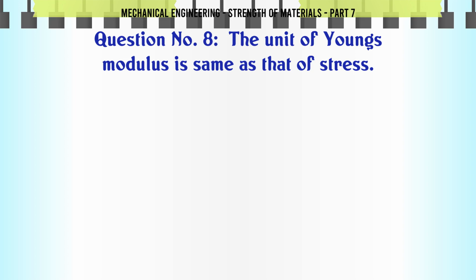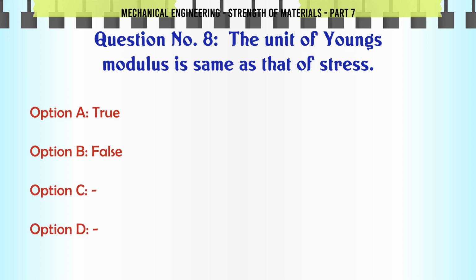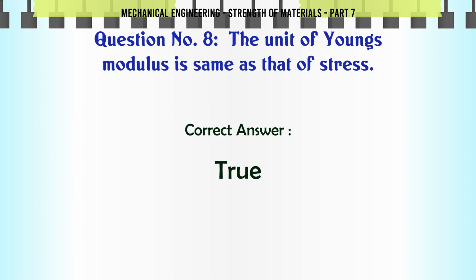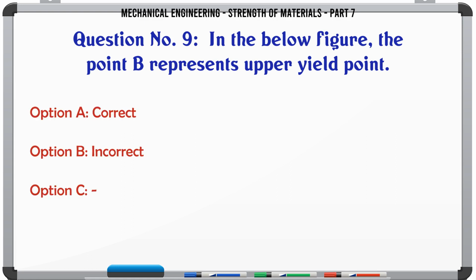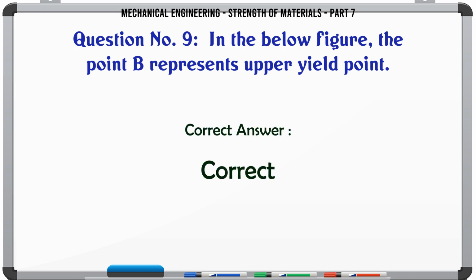The unit of Young's modulus is same as that of stress. A. true, B. false. The correct answer is true. In the below figure, the point B represents upper yield point. A. correct, B. incorrect. The correct answer is correct.